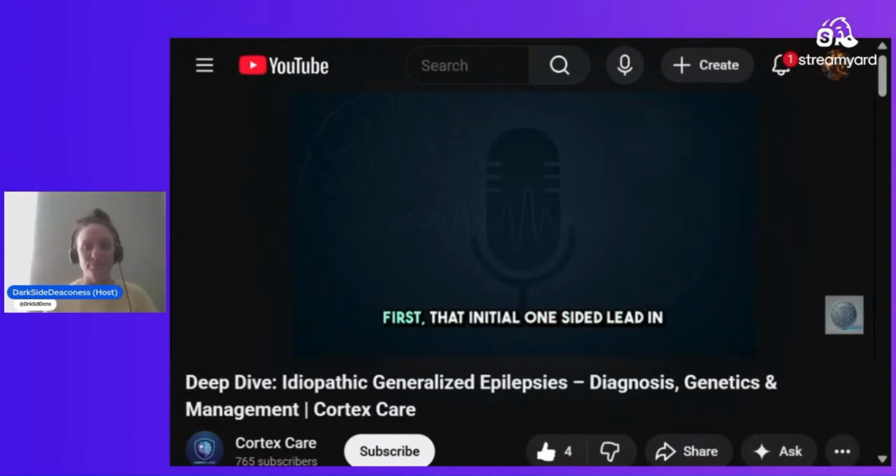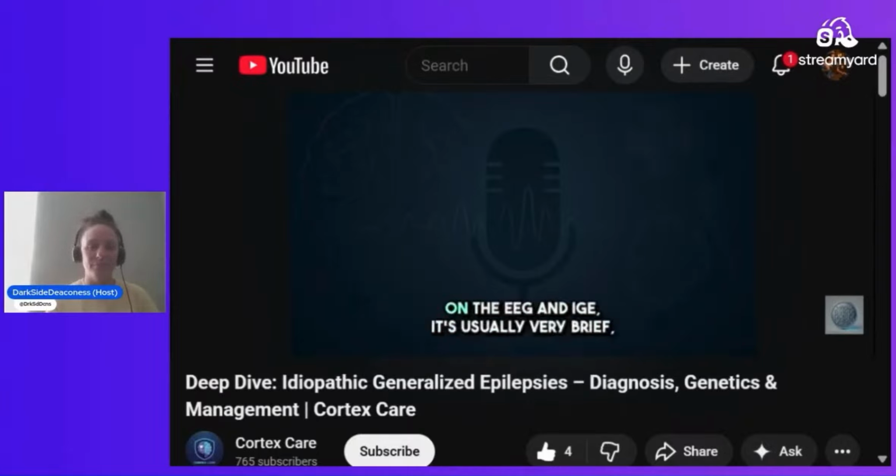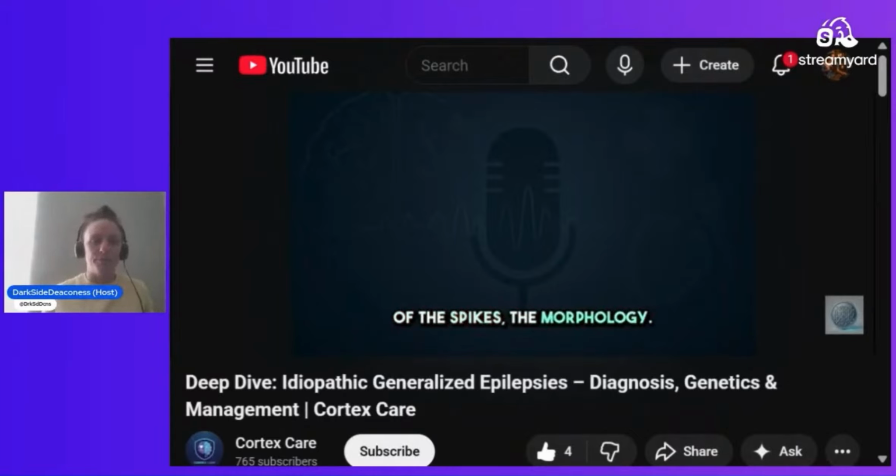Really good pointers here. First, that initial one-sided lead-in on the EEG in IGE, idiopathic generalized epilepsy. It's usually very brief, less than 2 seconds. Second, the actual shape of the spikes: the morphology tends to be the same on both sides, like a mirror image, even if one side looks a bit stronger initially. Okay. Symmetry in the shape, even if not in the amplitude right away.